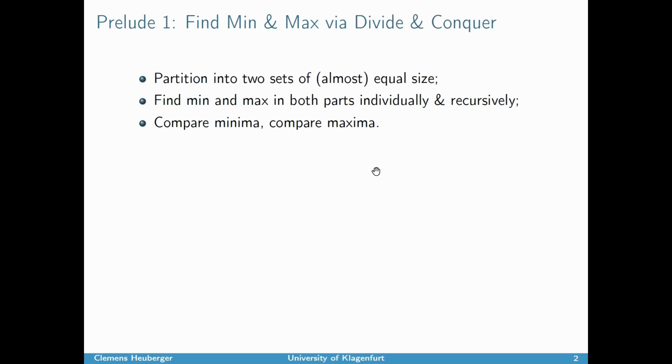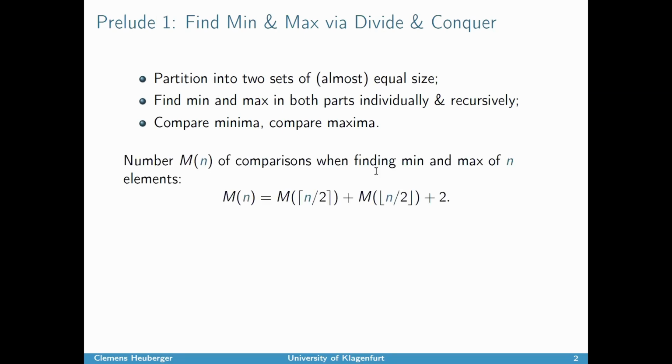And I'd like to analyze the number of comparisons I might need. That's called M of n. And what's the number of comparisons in that example? Well, we take the larger half, n over 2 ceiling, the smaller half, n over 2 floor, compute the thing recursively, and then we need the 2 additional comparisons to compare the minima and to compare the maxima. Good. As simple as that.